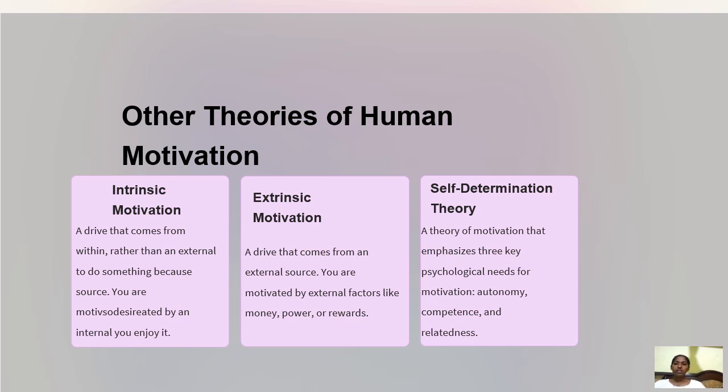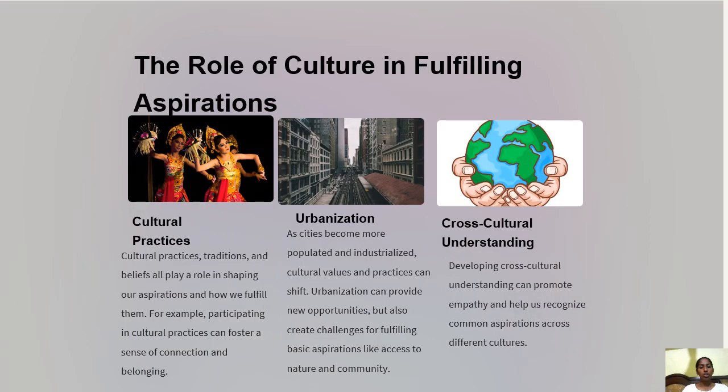And next, let us see what is the role of culture in fulfilling aspirations. Cultural practices, traditions, and beliefs all play a role in shaping our aspirations and how we fulfill them. For example, participating in cultural practices can foster a sense of connection and belonging. Cultural values are the core principles and ideals upon which an entire community exists. This is made up of several parts: customs, which are traditions and rituals; values; and culture, which is all of a group's guiding values.